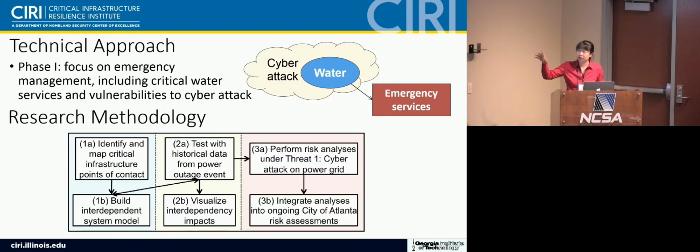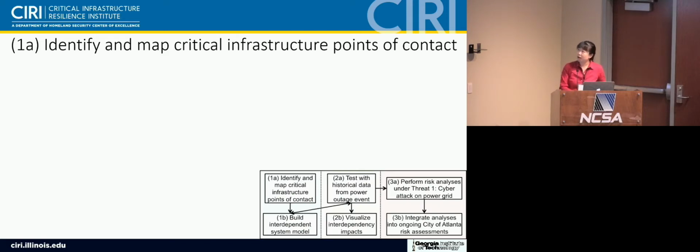And what I'm going to do in the next few slides is go through each of these steps, talk about what we did, and then show some results from each of these individual steps. So I'll start from 1A to 1B, 2A to 2B, 3A to 3B. To talk more about 1A here: identify and map critical infrastructure points of contact.